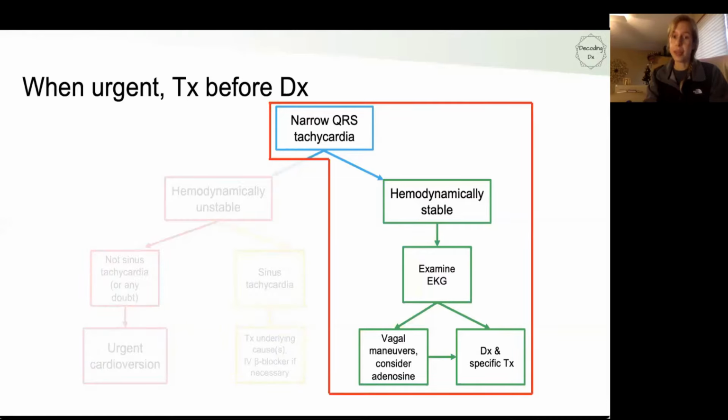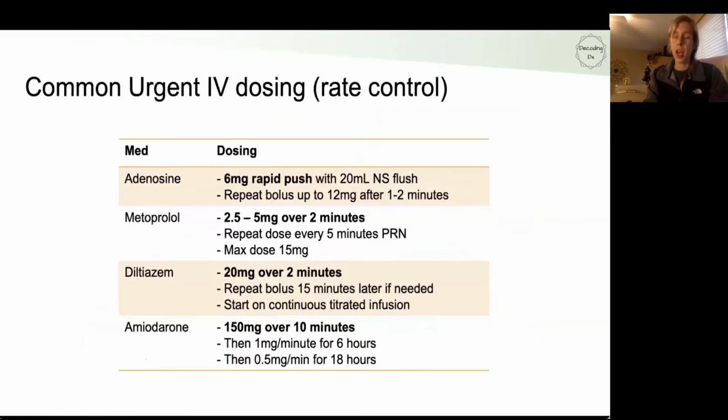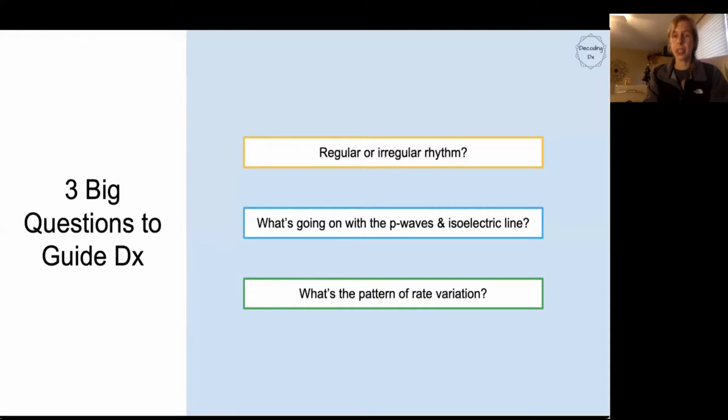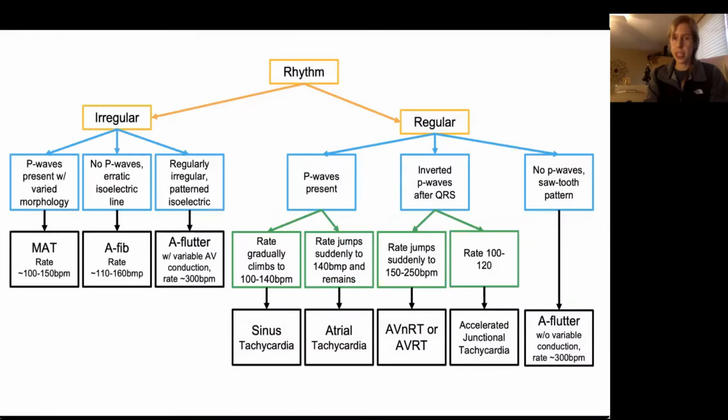We're focusing on hemodynamically stable patients where you want to examine the EKG to figure out what exactly is going on. And if you need to slow down that rate to do so, do what you need to do. Common medications used to slow down that rate. And then we're back to our big 3 questions. Is this rhythm regular or irregular? What is going on with that P wave? And what is the pattern of the rate variation? So again, today we're going to be focusing on the regular rhythms.